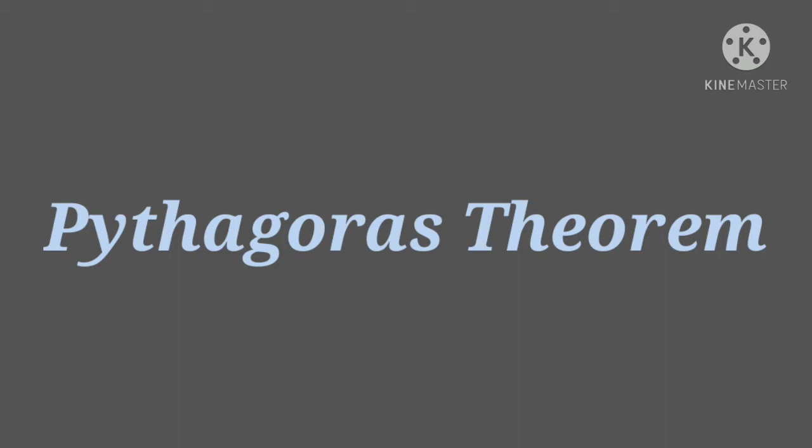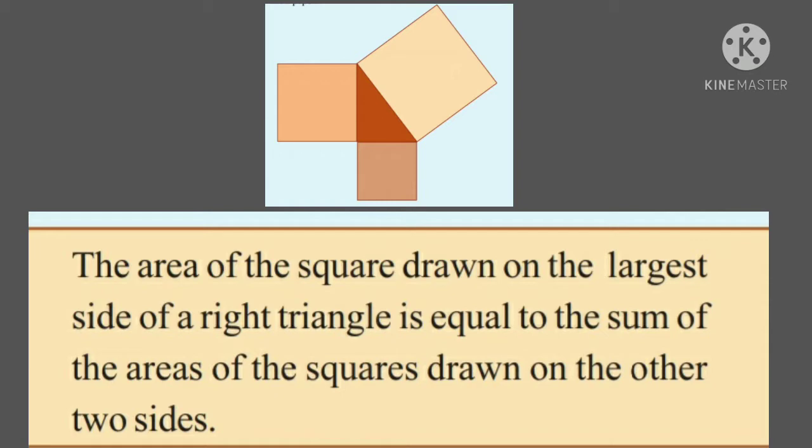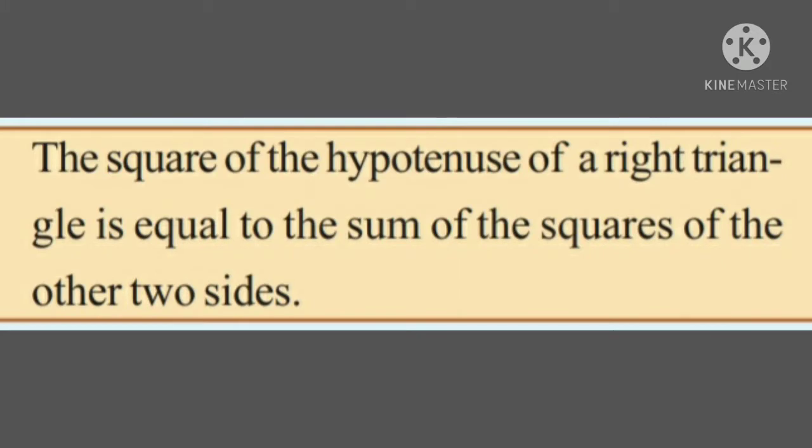He states that the area of the square drawn on the largest side of the right triangle is equal to the sum of the areas of the squares drawn on the other two sides. We can also state Pythagoras theorem as a relation between the length of the sides of a right triangle. That is, the square of the hypotenuse of right triangle is equal to the sum of the squares of other two sides.